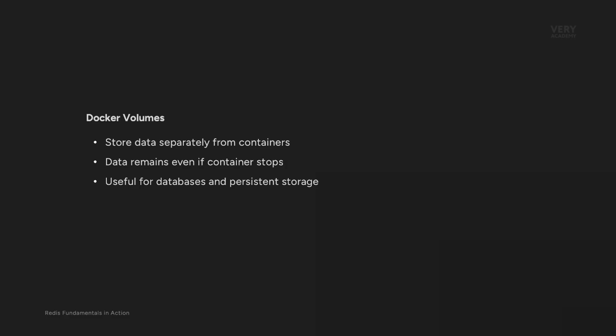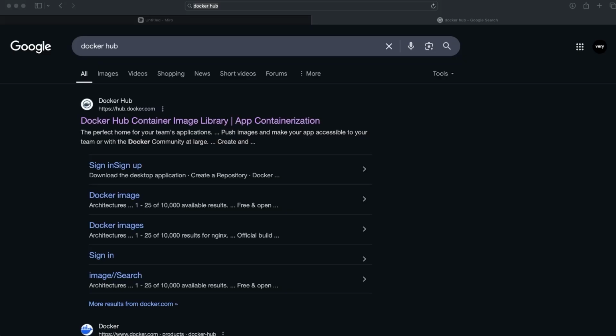And then finally, Docker volumes. So volumes are used when you want to store data outside of your container. Unlike the container itself, which can be removed or restarted, a volume keeps your data safe and separate. This is especially important for things like database information or any files you don't want to lose if a container stops or gets recreated. So a Docker container can run just about any type of application.